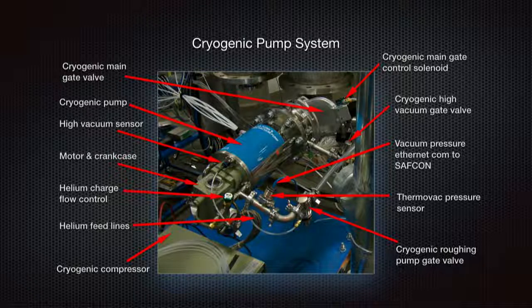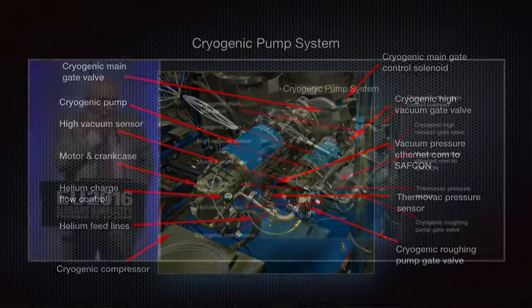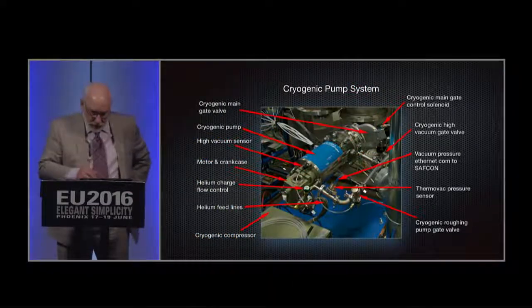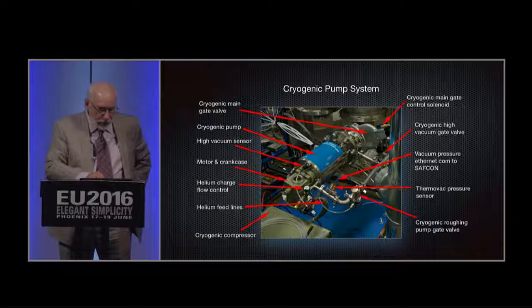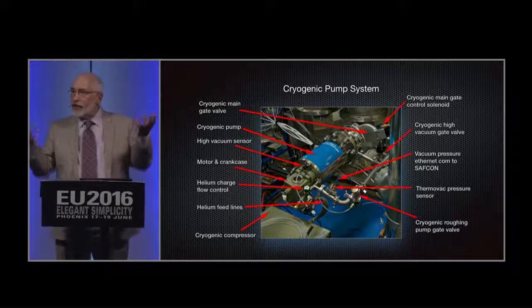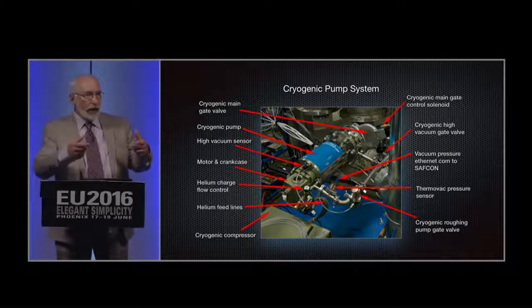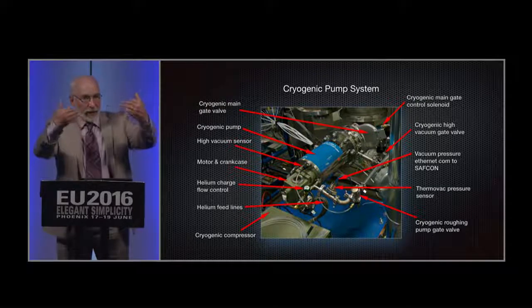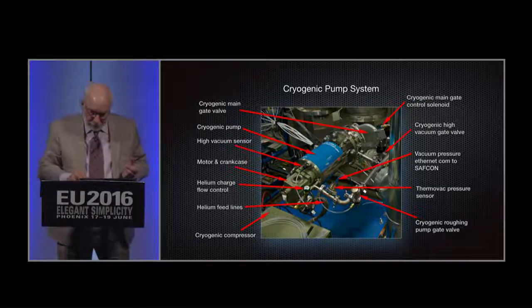We have, if you can see here, part of what's going on here, we also need to measure. Here we are. In the system, we have what we call a thermovac pressure sensor, because we need to monitor the pressure of this system before we actually turn it on. So this is the feedback that goes back to SAFCON. This is just one. And I'm going to move along here.